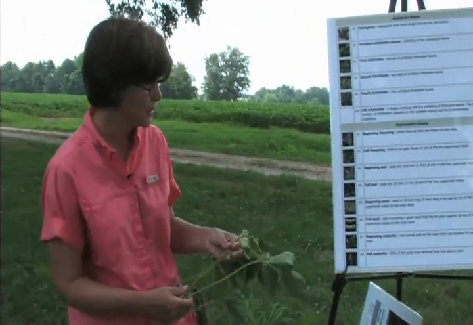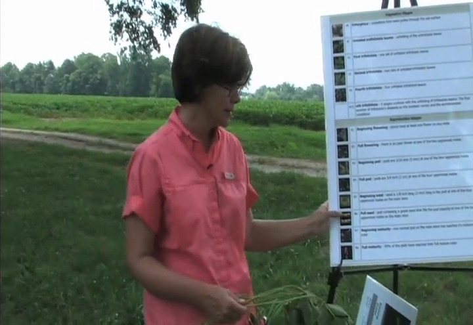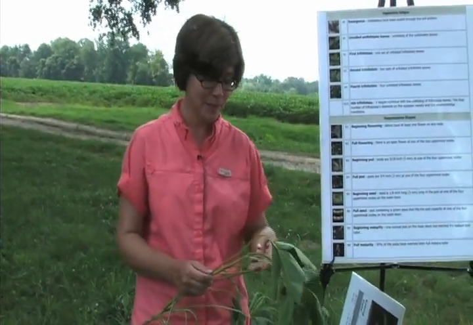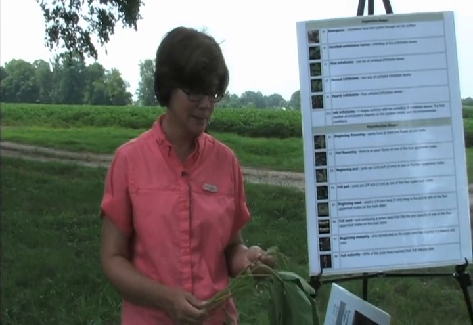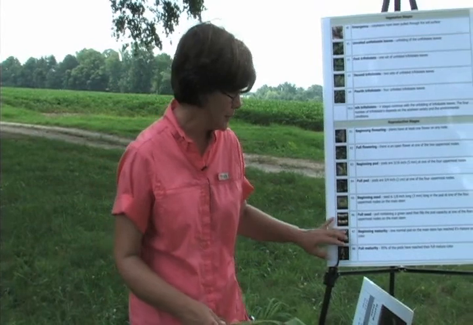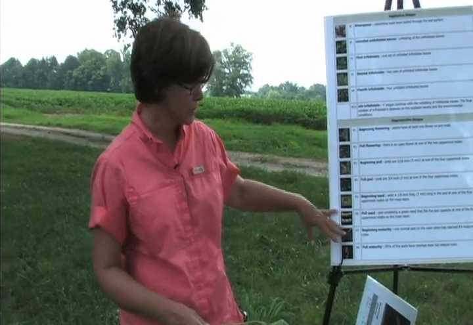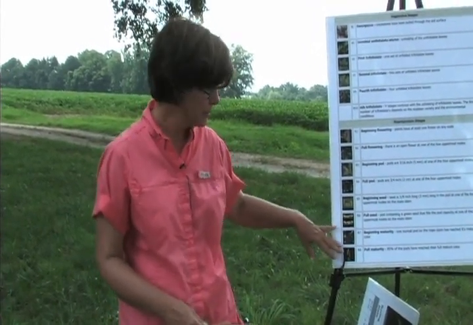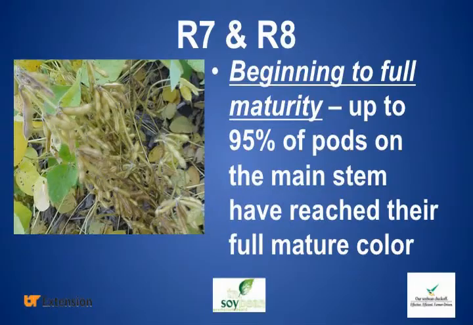So that's considered R6. R6 is at the point where we tend to terminate irrigation, because the plant has done about all it's going to do as far as putting nutrients into that seed. So it's time to shut the irrigation off. Then we will go through maturity, where pods will start to change color. R7, then R8, you've got a plant that's primarily brown, with brown pods, almost ready for harvest.